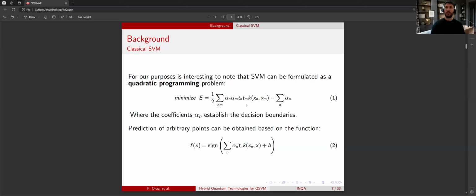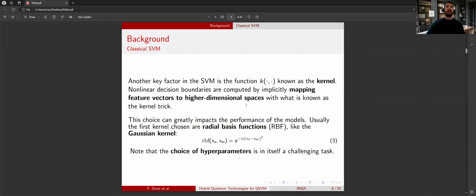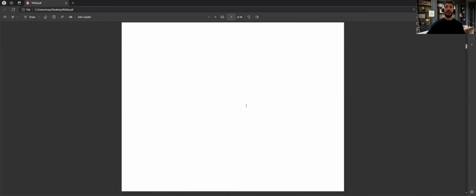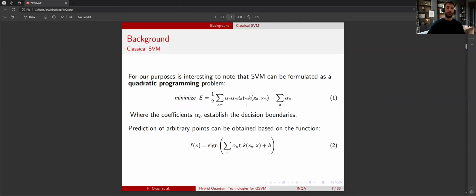Here you can see in equation 1 the formulation for the quadratic programming problem, while in equation 2 you can see how we obtain the results after computing the coefficient alpha, which establishes the boundaries for the hyperplane. One thing that I want to point out in this formula is the fact that to efficiently utilize this model to classify data, we need a function k. You can see it in both equation 1 and 2.